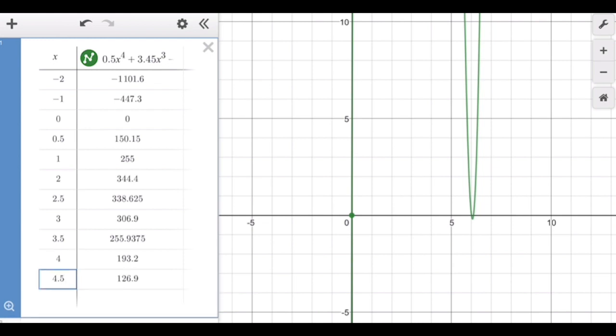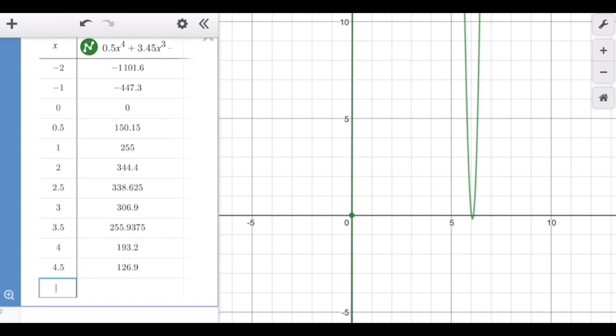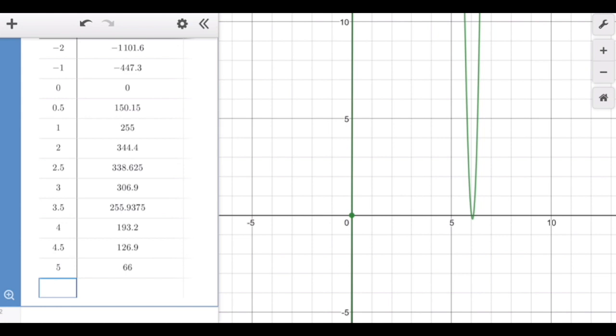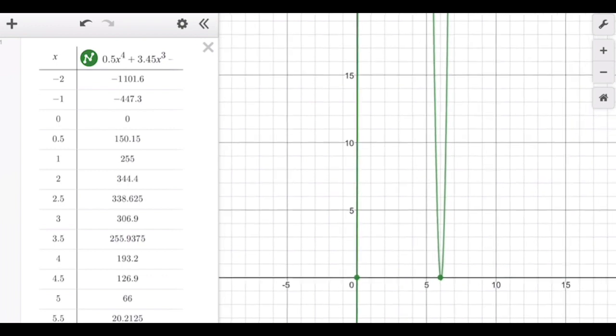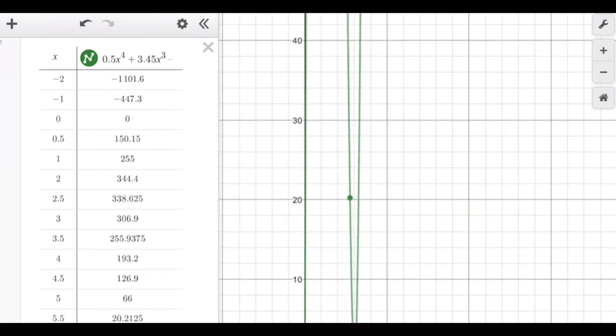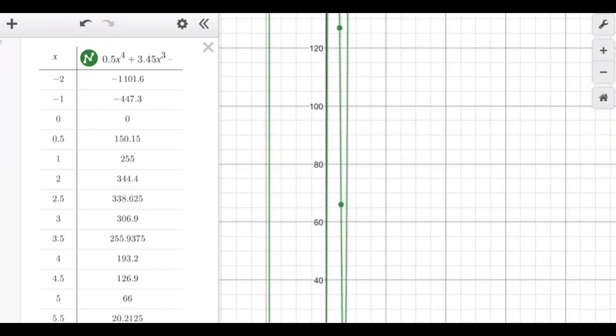At 4.5 hours, we now have 126 milligrams. After 5 hours, we have 66. And after 5.5, we're at 20. And when we hit 6 hours, it has now left our bloodstream. And we can see how those pieces come together with our graph here.